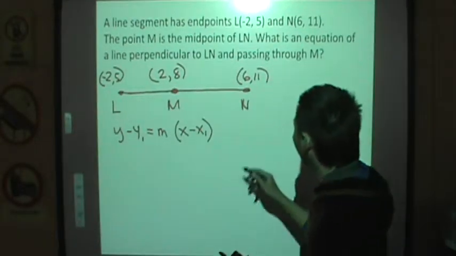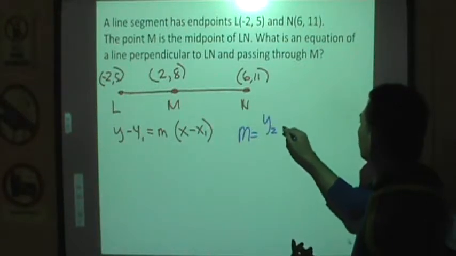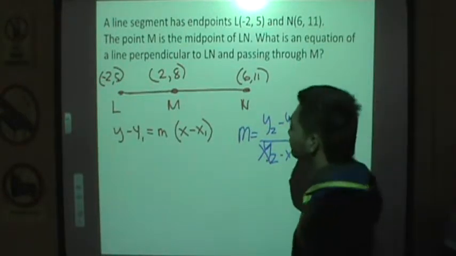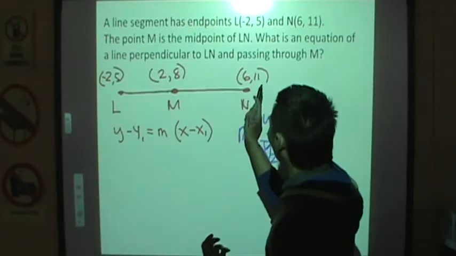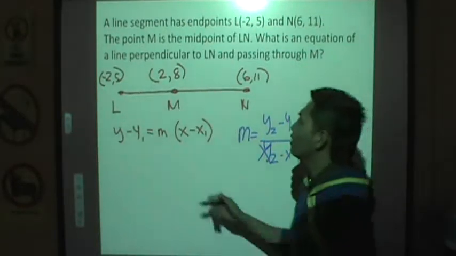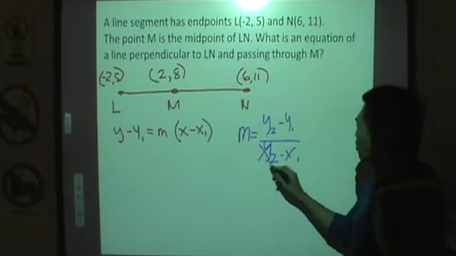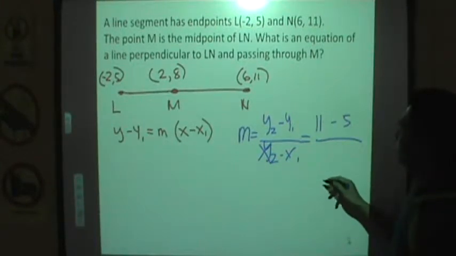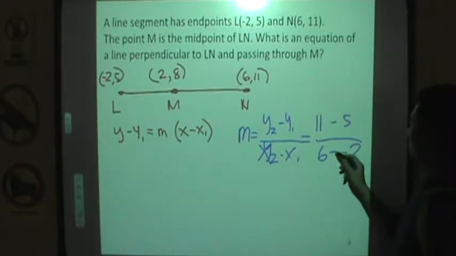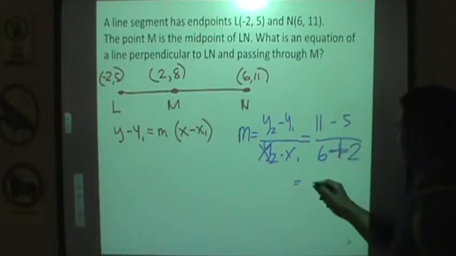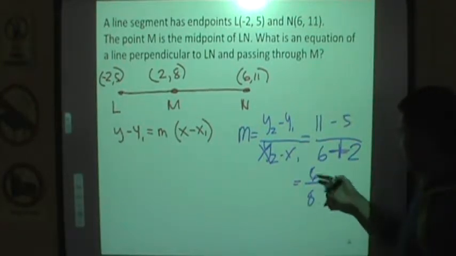Now, let's go ahead and find the slope first. Remember this formula for the slope, it's y2 minus y1 over x2 minus x1. Again, it's up to you if you want to use this or that. Let me try to use the original points, L and N. So we have 11 minus 5 over 6 minus negative 2. You've got to remember, negative times negative is positive, so I'll just go ahead and make it plus. So now we have 11 minus 5 is 6, and this is 8. 6 over 8 in lowest terms is 3 over 4.